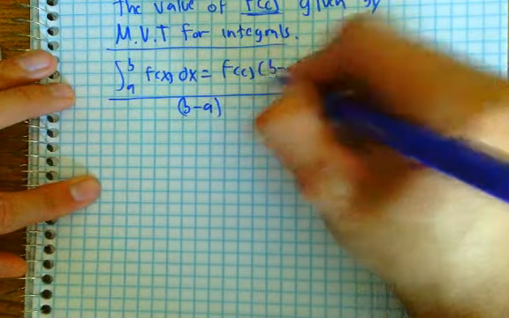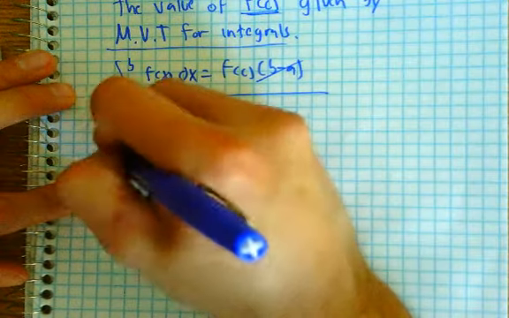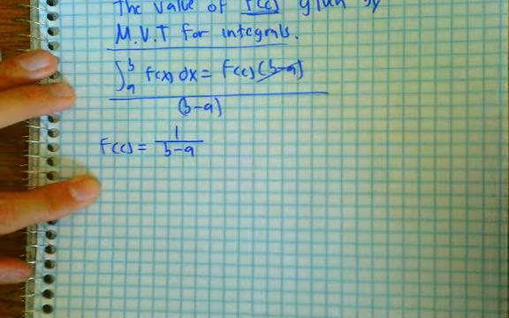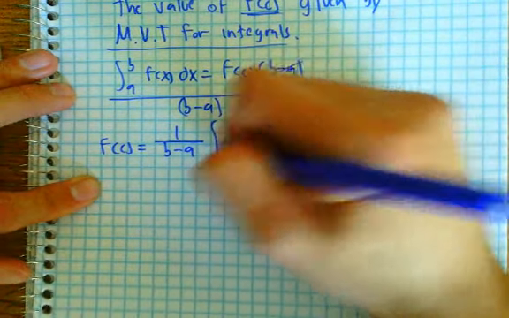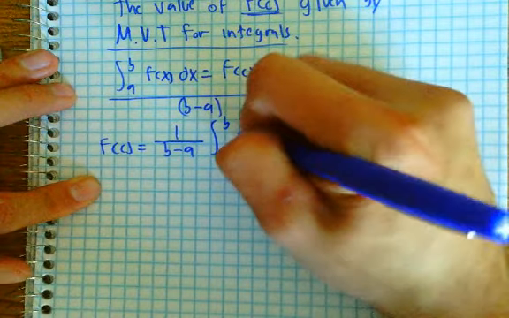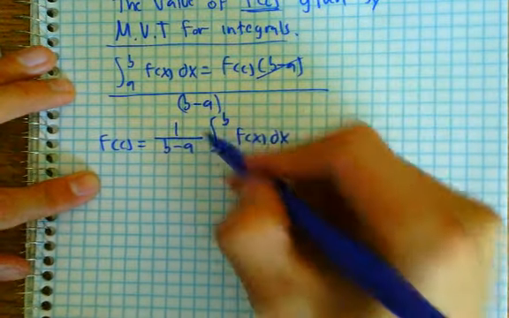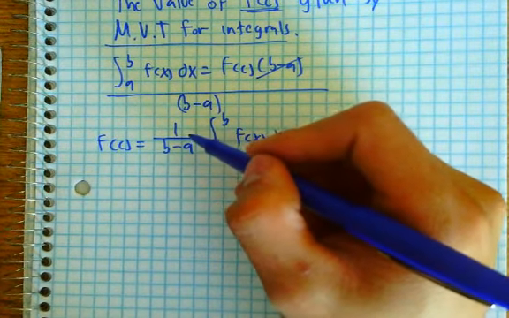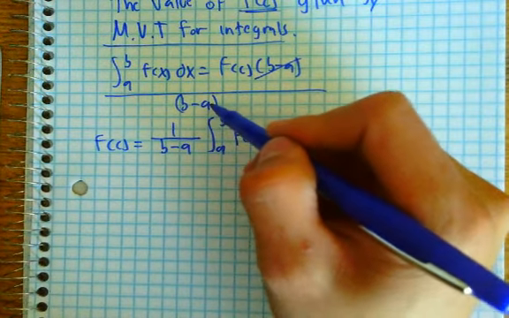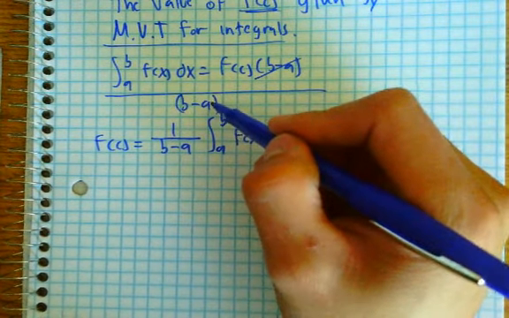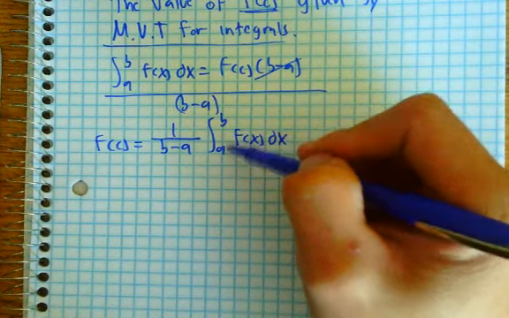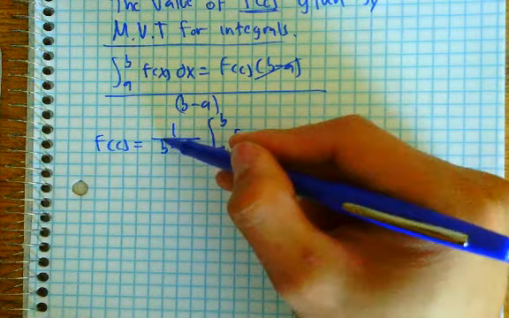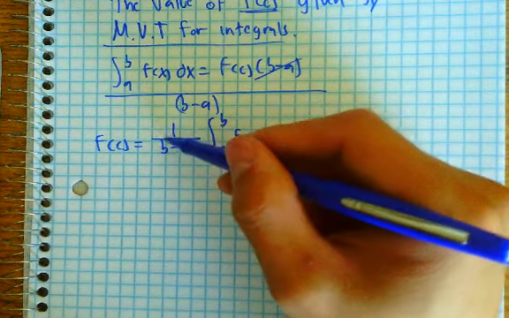If I do such a thing, then I'm able to cancel out this b minus a, leaving me with f of c is equal to 1 over b minus a times the integral from a to b of f of x dx. Now notice how I pull this out here. Remember, the properties of integrals say that if you have a constant, you can pull it outside of the integral, and that's what I did. B minus a is technically going to be a constant because b and a are the upper and lower limits of your integral, which are numbers, and therefore you can pull them out of the integral.